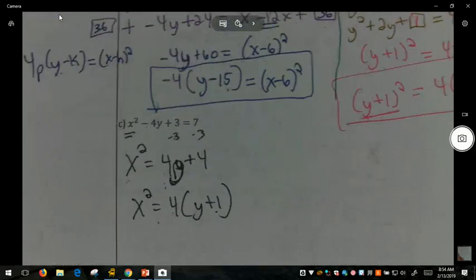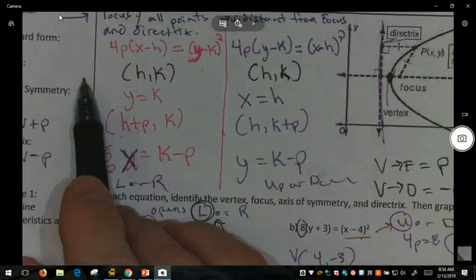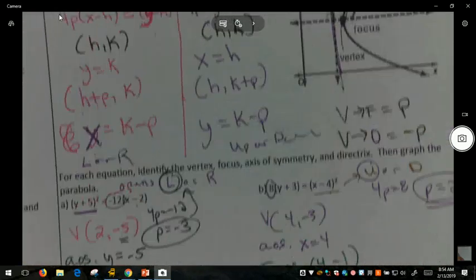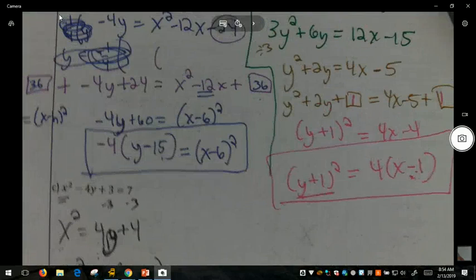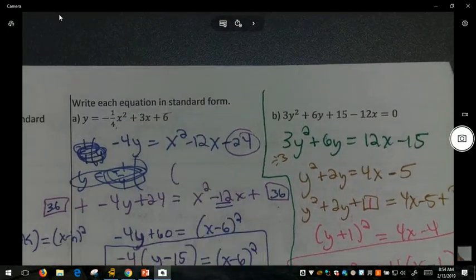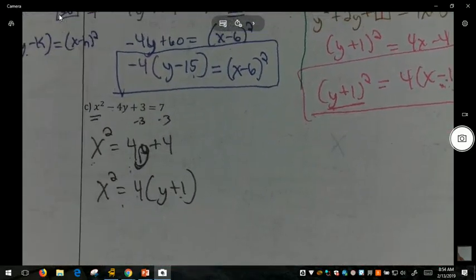This concludes the video notes for day 1, where the learning targets were to understand how to graph ones that open horizontally versus vertically using these formulas, and how to convert from general form to standard form. Have a great day.